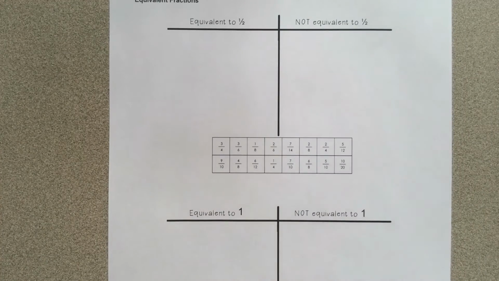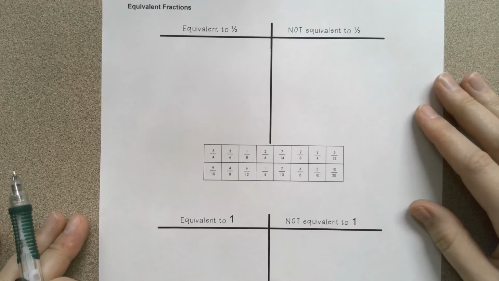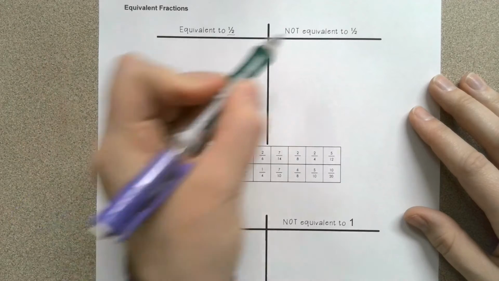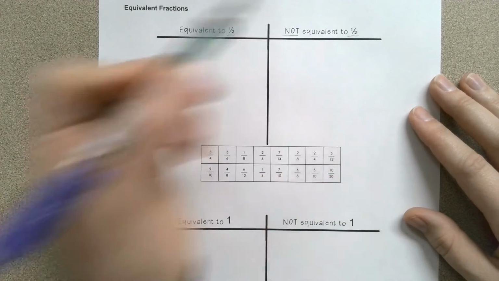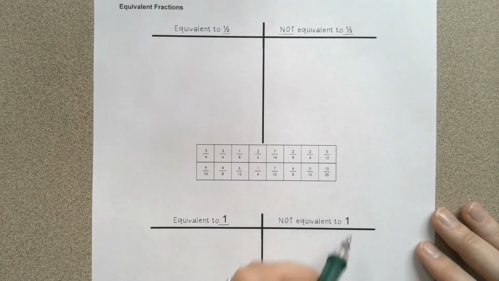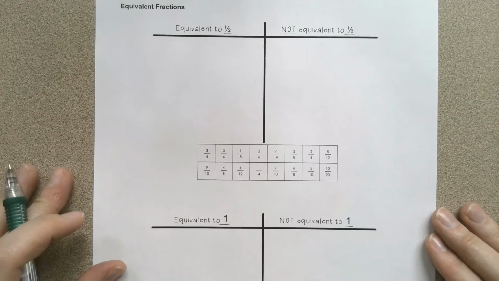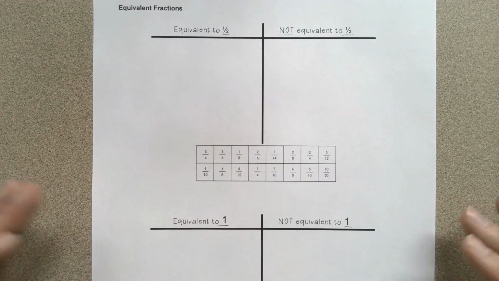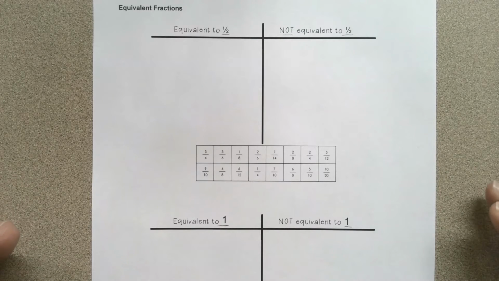Some good benchmarks to have when we're talking about equivalent fractions are knowing whether it's equivalent to half or not equivalent to half. Another benchmark is knowing if it's equivalent to 1 or not equivalent to 1. Okay, because that will help you understand how much of the total we have.